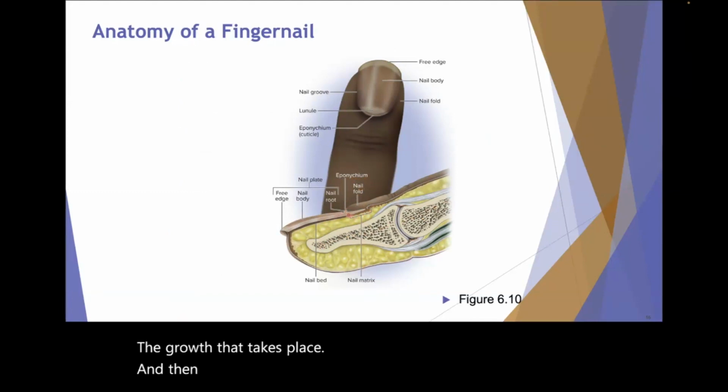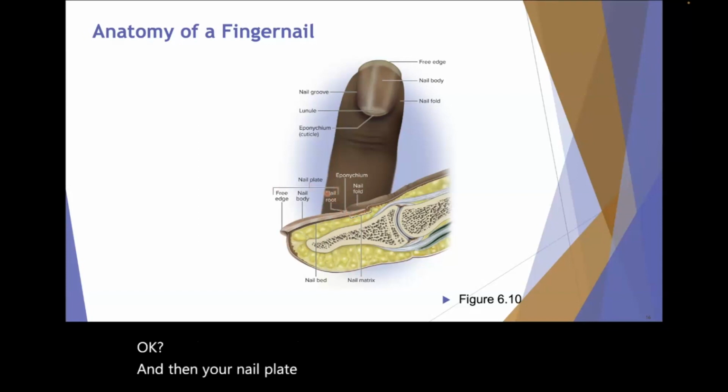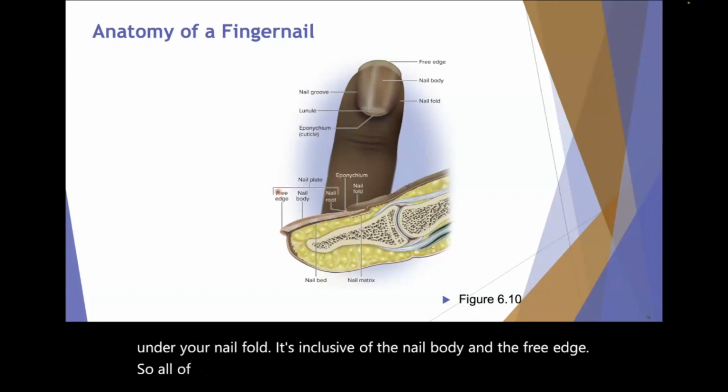Then your nail root is going to extend up under the nail fold, okay? And then your nail plate is inclusive of your nail root that extends under your nail fold. It's inclusive of the nail body and the free edge. So all of these make up your nail plate. The nail bed is where that nail plate sits.